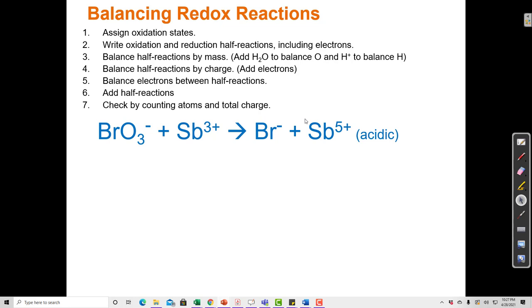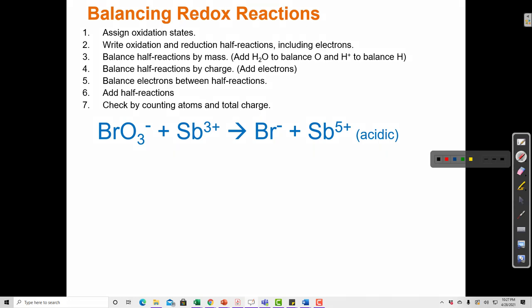So in order to do that, we're going to have to add H2O. If I don't have any oxygen on this side, I just add water, because these reactions are taking place in water, so there's plenty of H2O around, so I can just add H2O to this side of the reaction. So let's do that when we get to that step. First step, assign oxidation states.